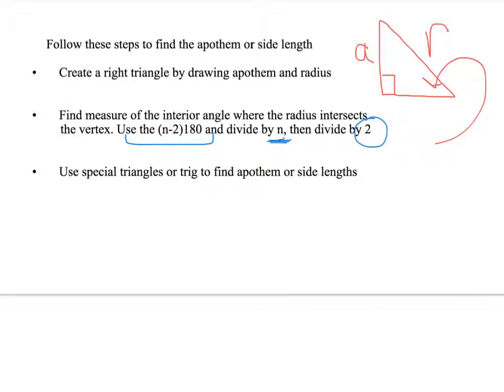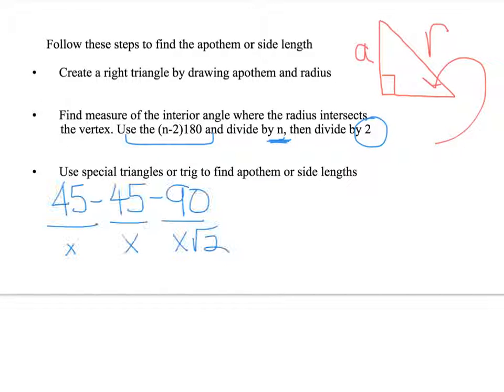We're also going to use our special triangles. We learned special triangles for 30, 60, 90, and 45, 45, 90. And those are side, side, and side square roots of 2. So if one side is 5, the other side is 5, and the third side, which is the longest, is 5 square roots of 2. And that's for the 45, 45, 90.